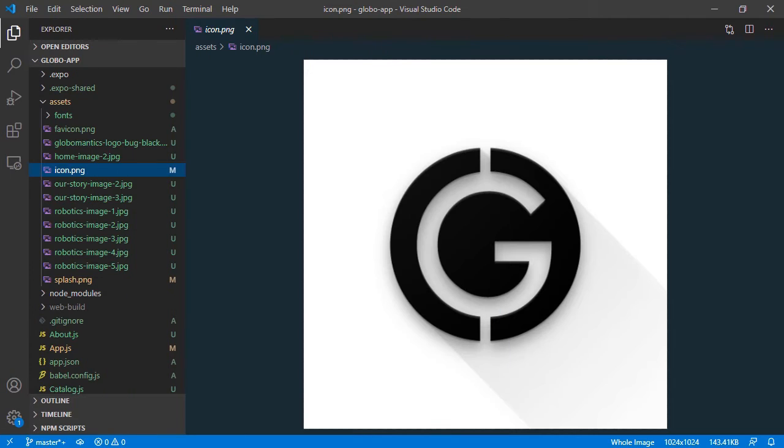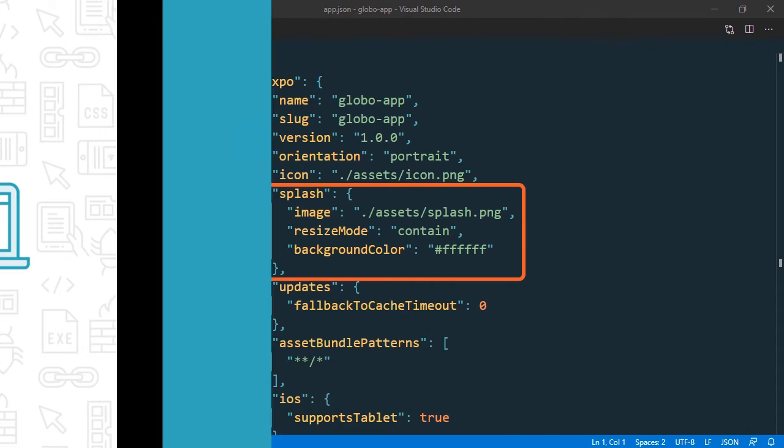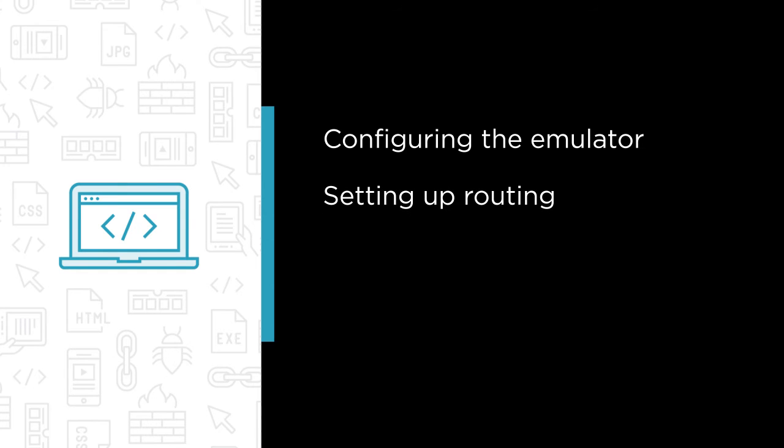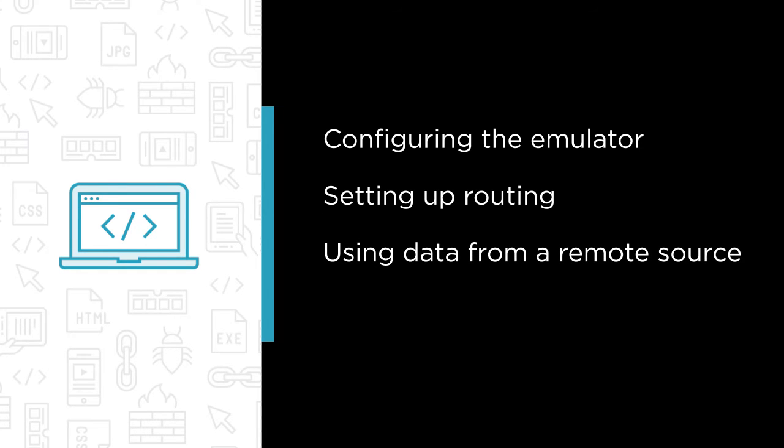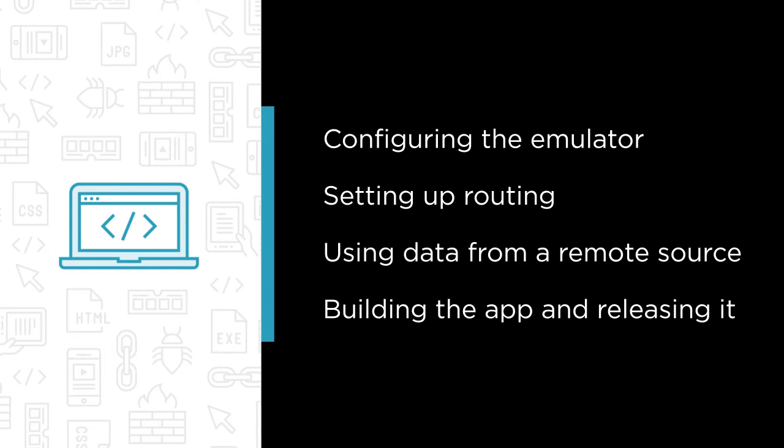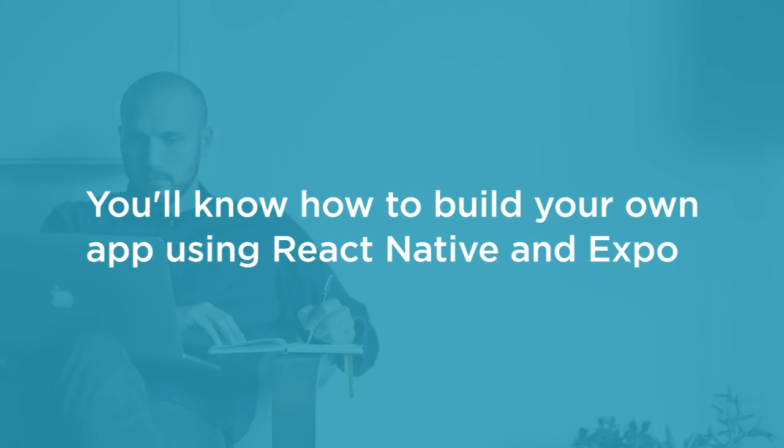In this course, we're going to build a mobile app with React Native using Expo's tools and services. Some of the major topics that we will cover include configuring the emulator to host the project, setting up routing, using data from a remote source, and building the app and releasing it to the App Store. By the end of this course, you'll know how to build your own app using React Native and Expo.